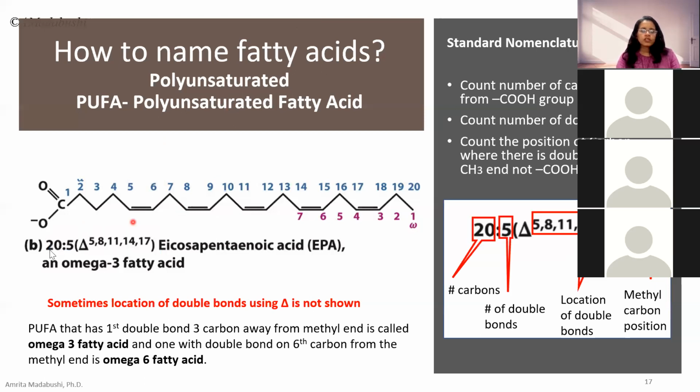Okay, so it is 20:5 delta. So 20 is the number of carbons, 5 is the number of double bonds, delta is the position, at position 5, at position 8, at 11, at 14, and at position 17 are 5 double bonds. And so this is 20:5 delta 5, 8, 11, 14, 17 eicosapentaenoic acid or EPA.